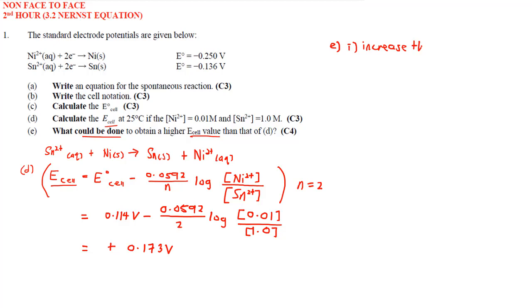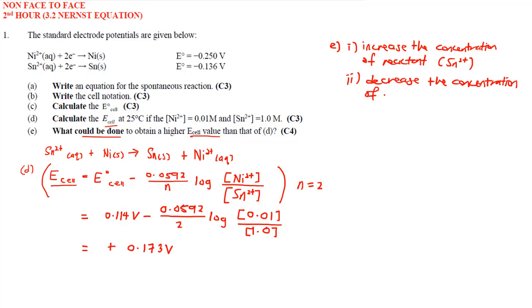Increase the concentration of reactant, which is our tin ion Sn2 plus. Or we can do the opposite, which means we reduce the concentration of our nickel ion. Decrease or reduce the concentration of ion in our product.